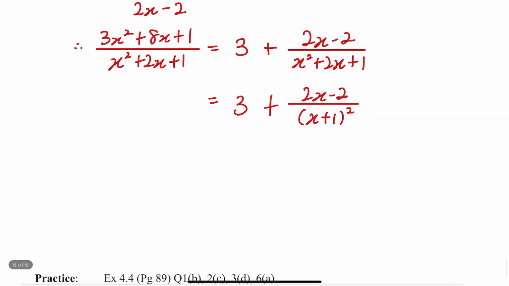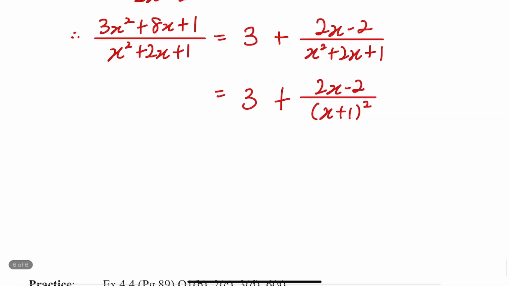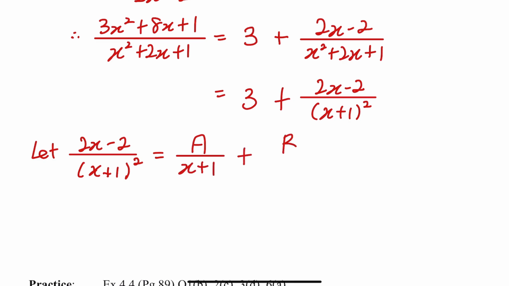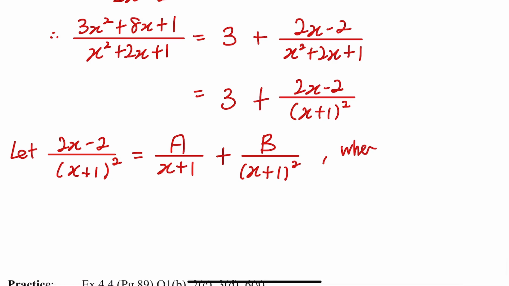Next step, I'll let 2x minus 2 over x plus 1 the whole thing squared be equal to, remember your repeated linear factor, the partial fraction form: A over x plus 1 plus B over x plus 1 squared, where A and B are constants.